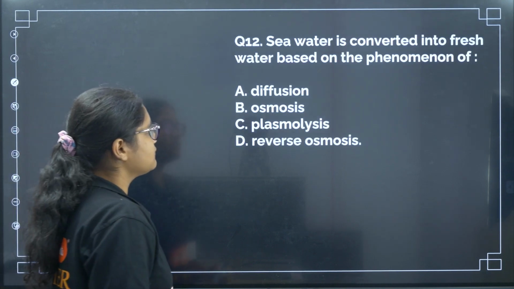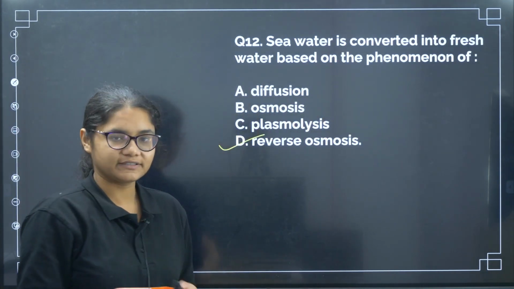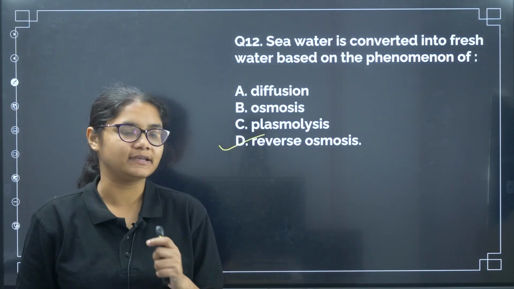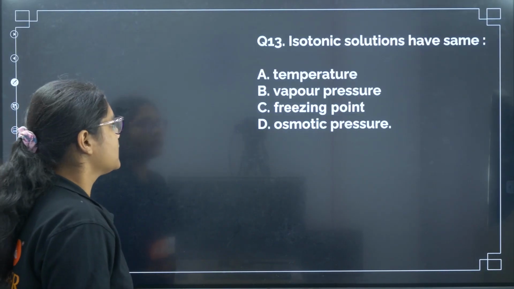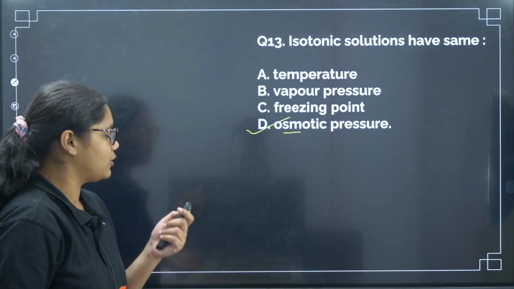Okay, next, seawater is converted into fresh water based on the phenomenon of reverse osmosis. It is a way for desalination of water. Next, isotonic solutions have the same osmotic pressure. The correct answer is option number D.